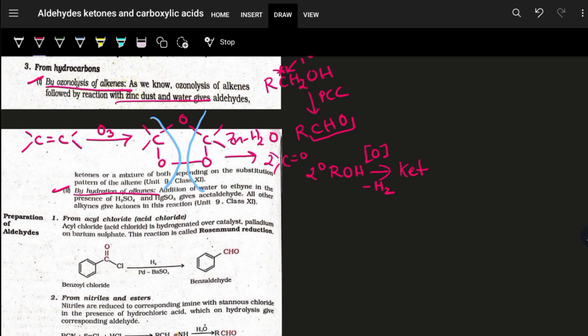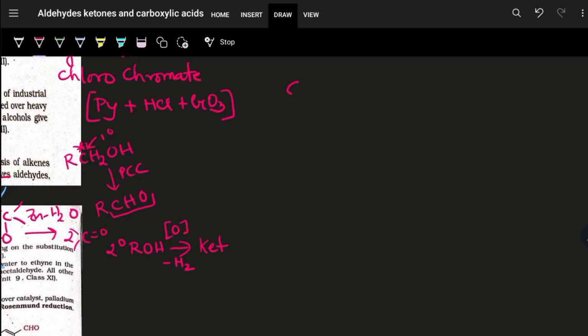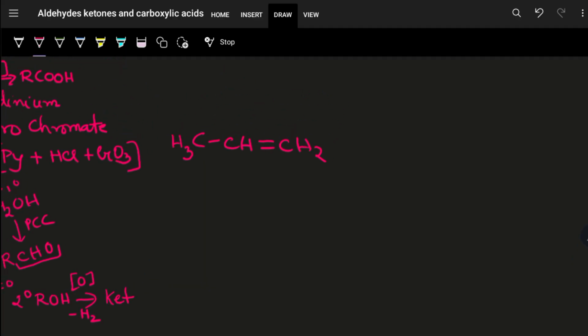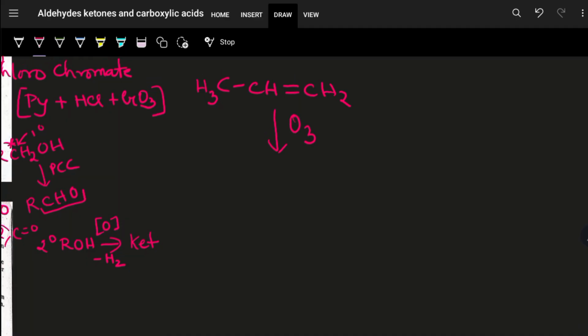Let us see examples of ozonolysis of alkene. Suppose I take propene, CH3CH double bonded CH2, and I want to show ozonolysis. So what can I do? First I will give O3. The moment I give O3, it will form triozonide as an intermediate, CH3CH. It is a double bond, so both the bonds will be utilized for this purpose. Now again here there is a CH2, so two bonds are utilized like this. So this is a triozonide.